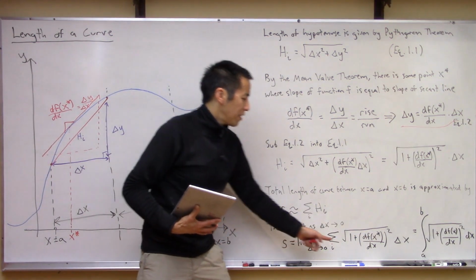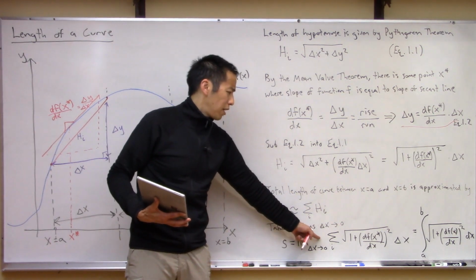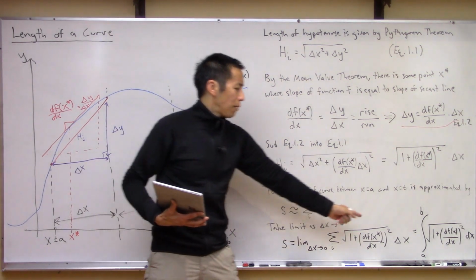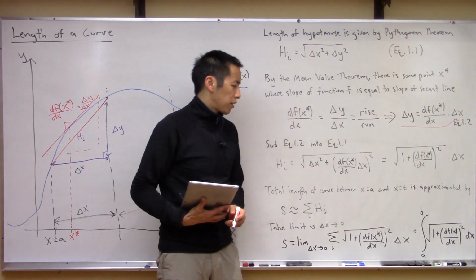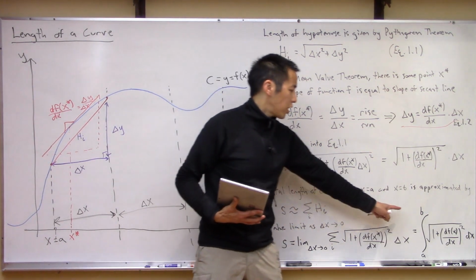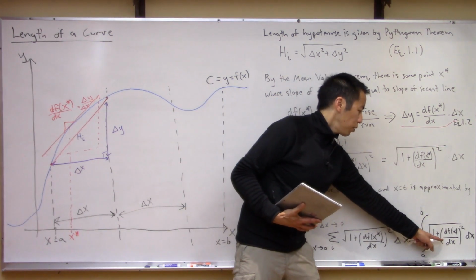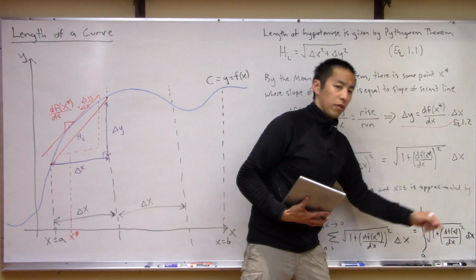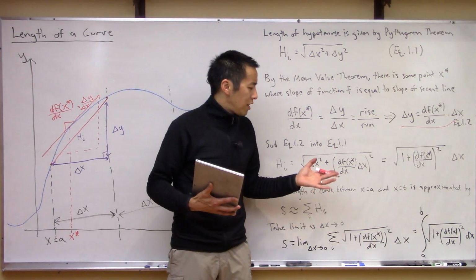The other way we can write that is, this is just a Riemann sum, and as the measure of the partition goes to 0, I just get the integral. So here's the expression for getting the length of the curve: it's the integral from A to B of the square root of 1 plus the slope of the function f squared. So that's all you've got to do. It's a nice, easy, compact formula to get the length of that curve.